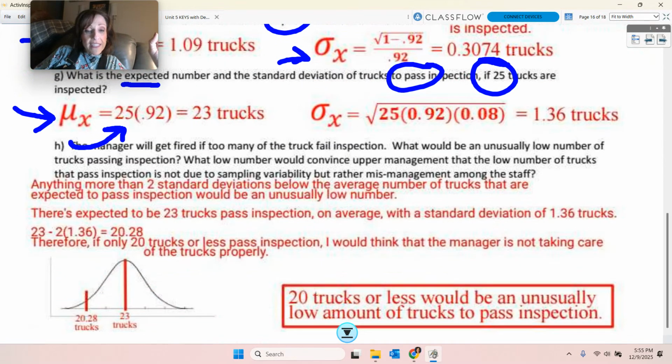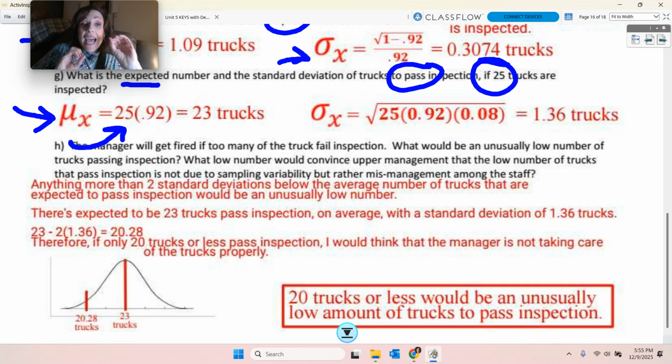All right. And then our last one was using that mean and standard deviation, and it says, what would be an unusually low number of trucks to pass inspection? Well, an unusually low number of trucks would be an outlier amount of trucks. So do you remember that from a while back? Outlier is more than 2 standard deviations below the mean.